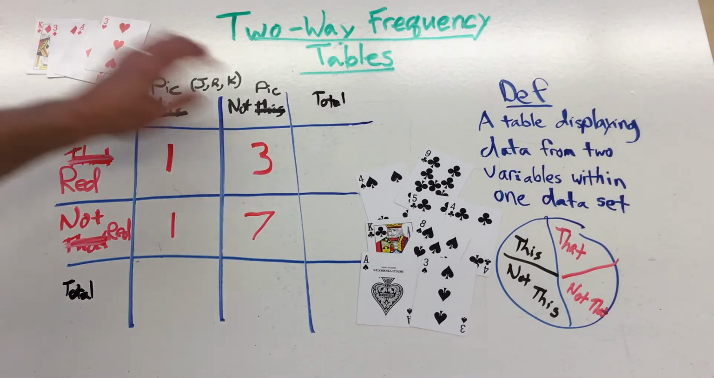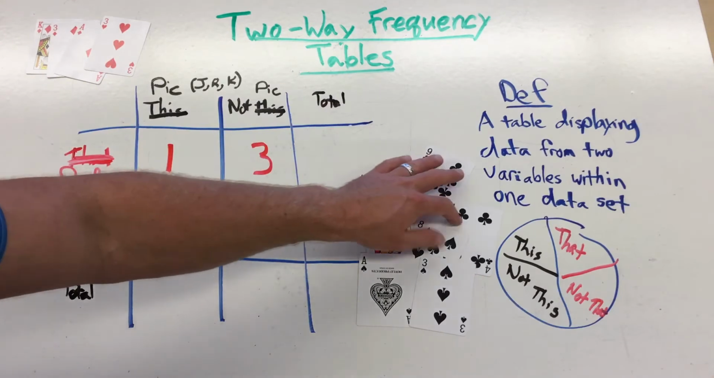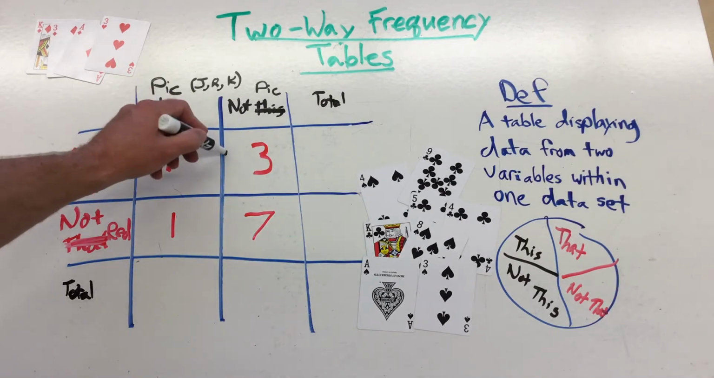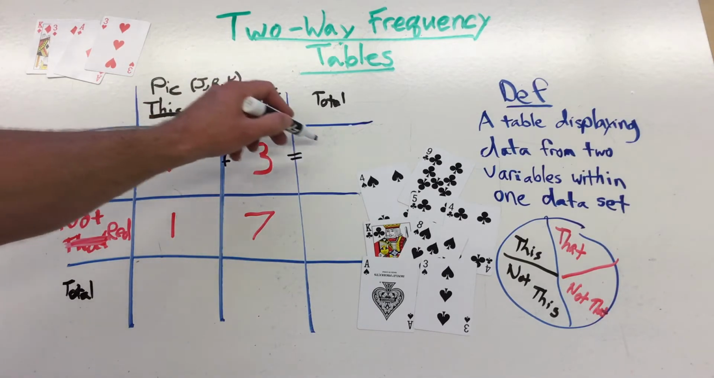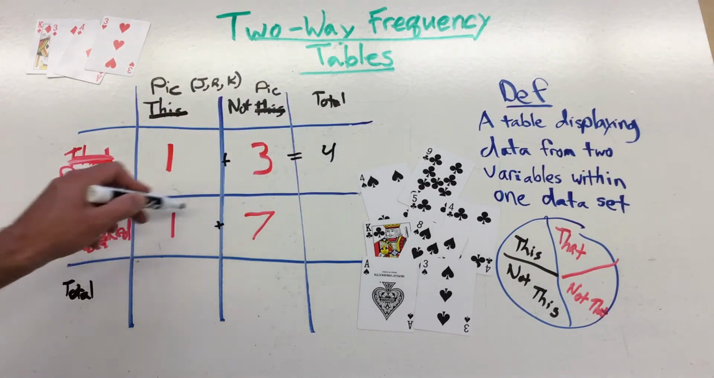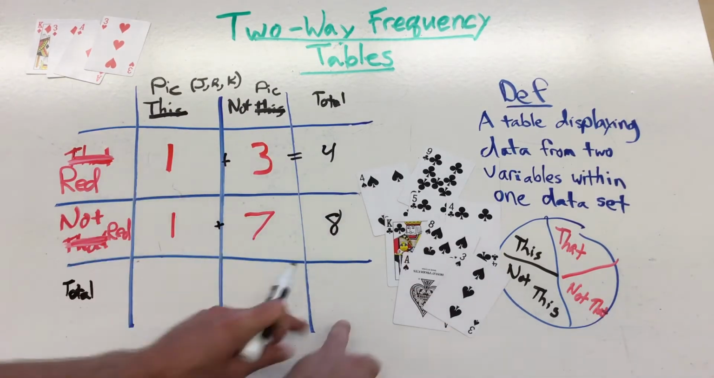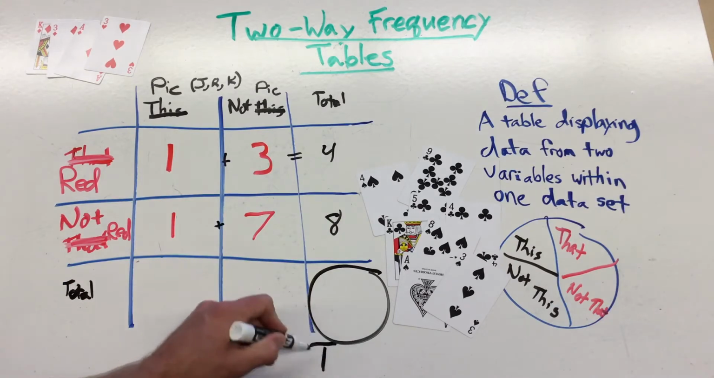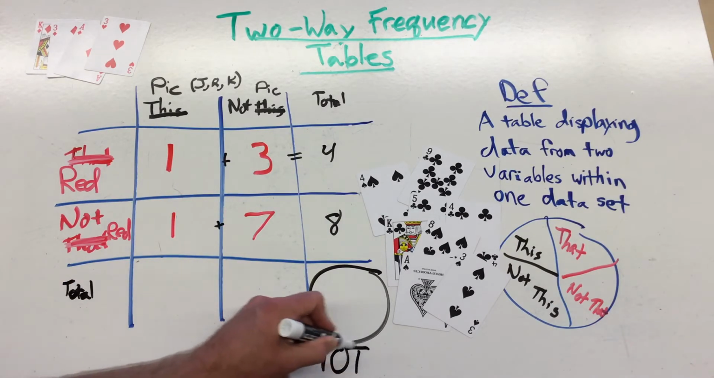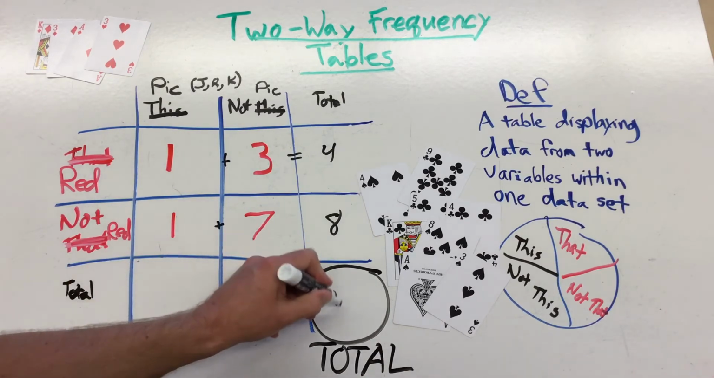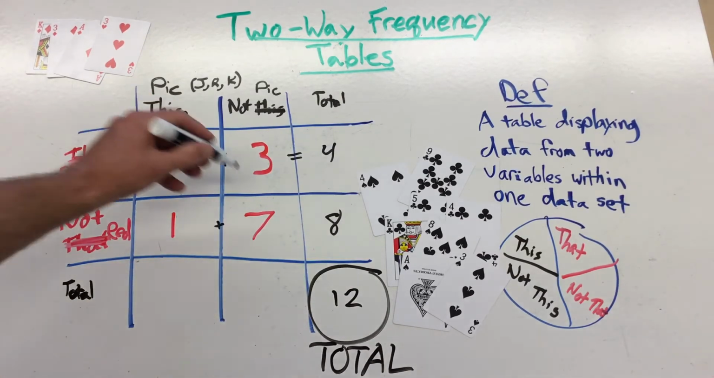1, 2, 3, 4, 5, 6, 7, 8, 9, 10, 11, 12. If everything goes well, it should add up to 12. So for example, 1 plus 3 is equal to 4. 1 plus 7 is equal to 8. Here we have the ultimate total, so like total, I'll write this in all capitals, the big total of everything, that's 12. Now watch this.